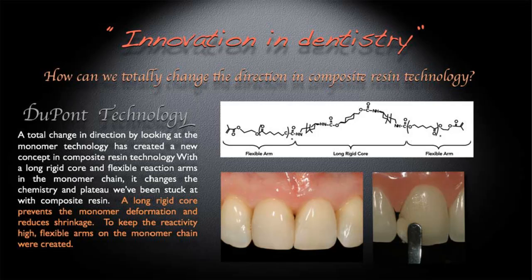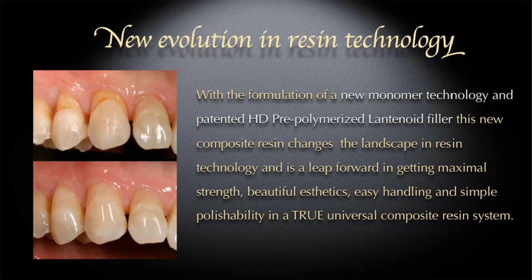Beyond the monomer technology, what GC did was they really worked on the filler technology. It was to do two other things. They have a patented high-density pre-polymerized lanthanoid filler, which is a high-density radiopaque filler. This is a real critical thing because with this filler, if it's filled in a wrong way, then it will decrease the chameleon effect. So they had to be really careful with the filler.